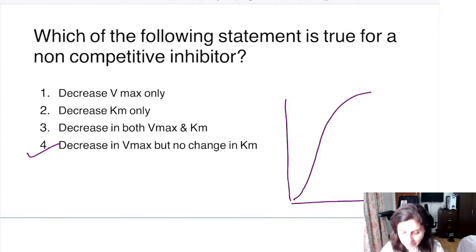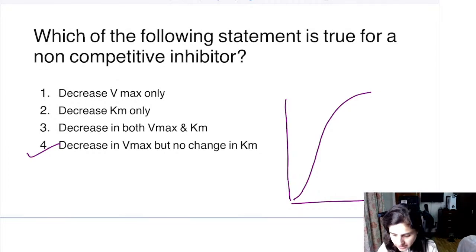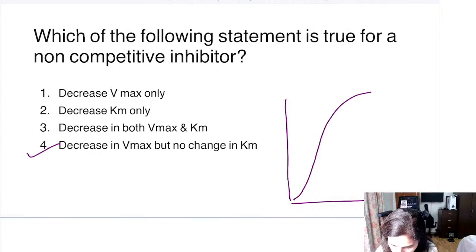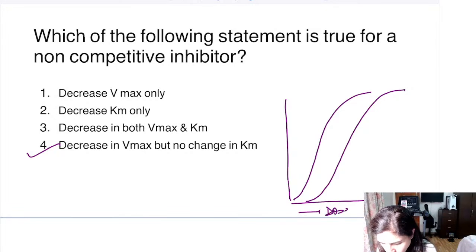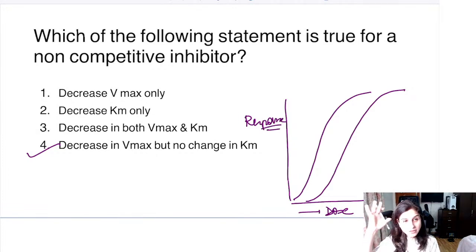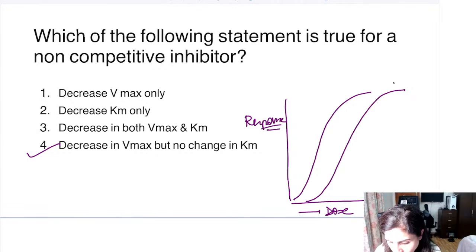Then, if you gave a competitive antagonist along with it, what will happen? The Km will shift a little, but Vmax will be the same. So in competition, it takes some extra effort, so the dose needs to be a bit higher, but the drug has the capability to reach the maximum response. This is with a competitive antagonist.